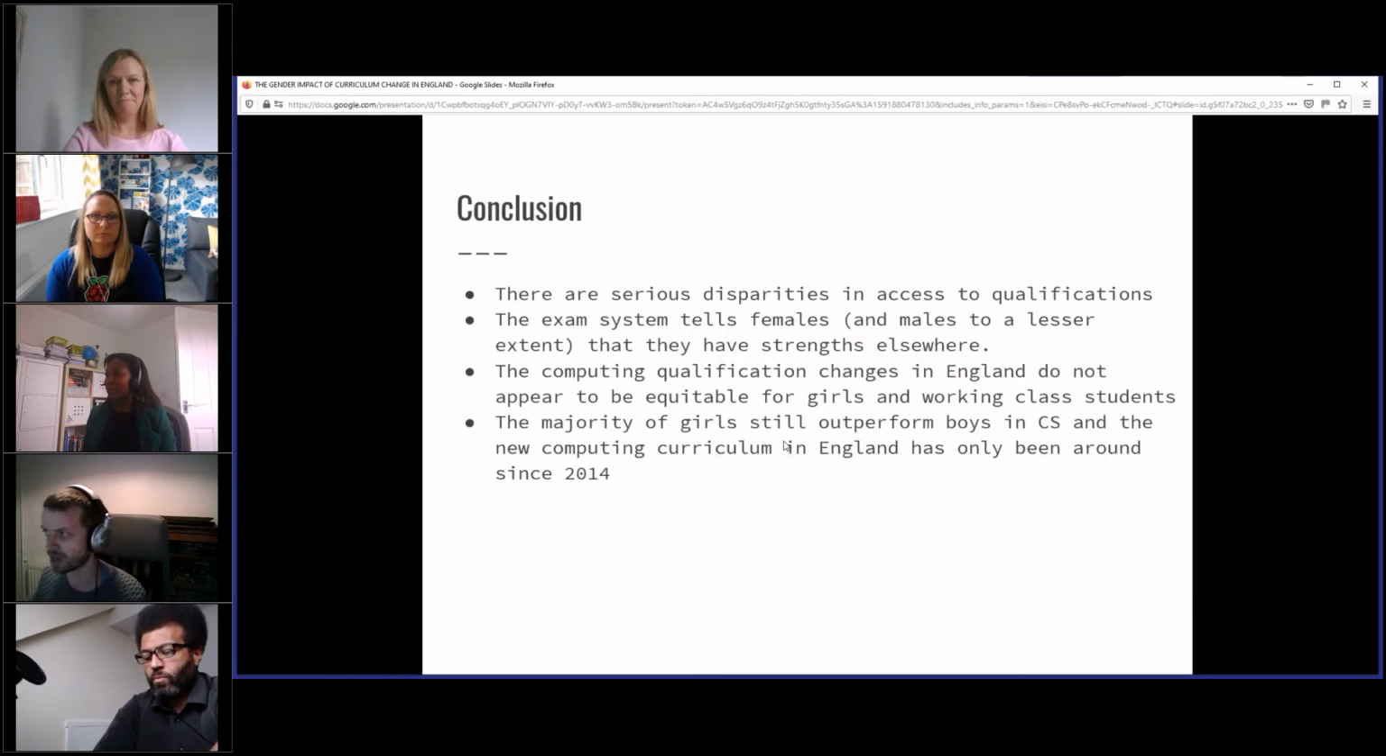So, serious disparities in access to qualifications, which we've just seen. The exam system tells females, and males to a lesser extent, they have strengths elsewhere, which is really bad for progression. And the curriculum change seems to be less equitable for girls and working class students, certainly than where we were with the ICT curriculum. So the curriculum change seems to be forming some big problems with diversity. But girls still outperform boys, and the new curriculum has been around since 2014, so things might change.